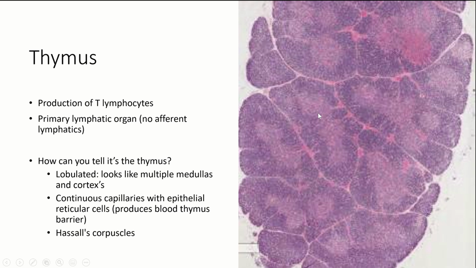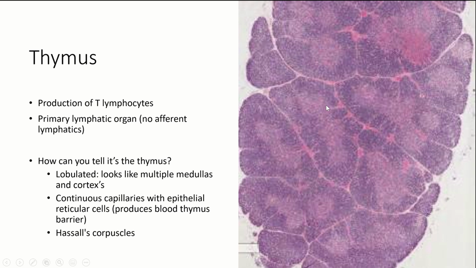So it looks like here's a medulla, here's a cortex, right? Here's a medulla, here's a cortex. Medulla, cortex. Right? So it looks like there's multiple medullas and multiple cortexes. What I will tell you is that there's only one medulla and one cortex, and they do all connect to each other. It just looks like they're separated because it's lobulated, if that makes sense. Okay? It's just because of the way that it's cut.